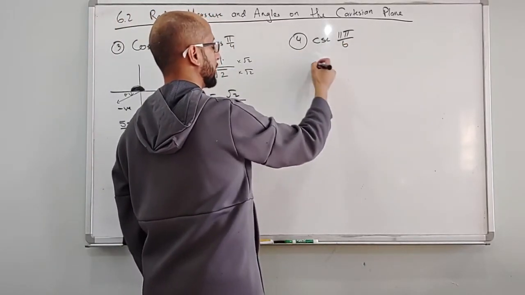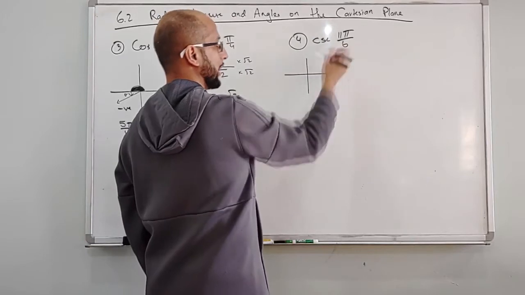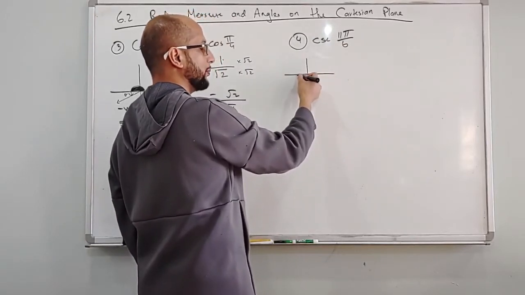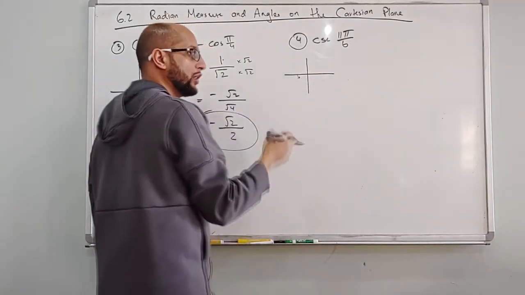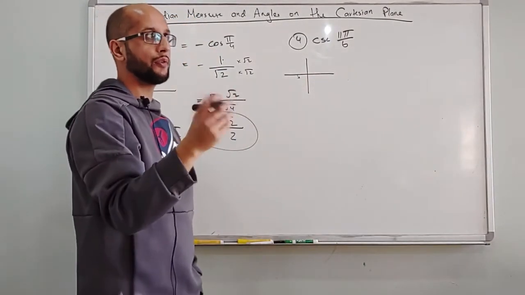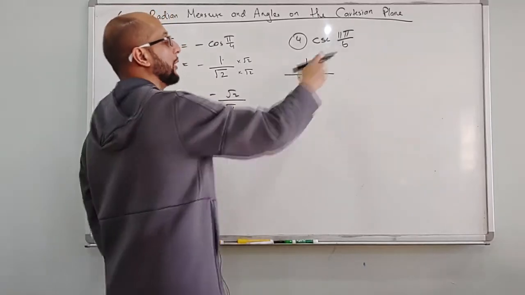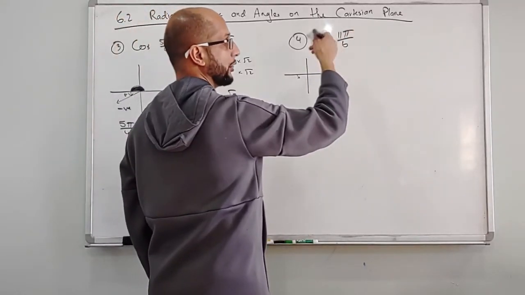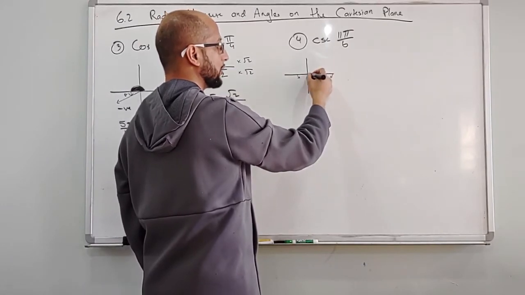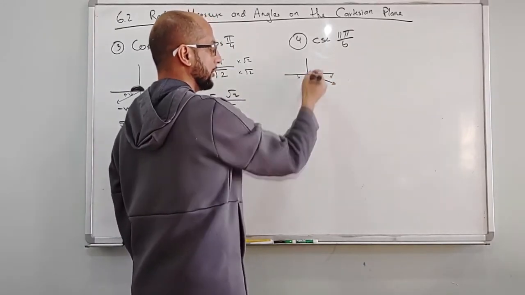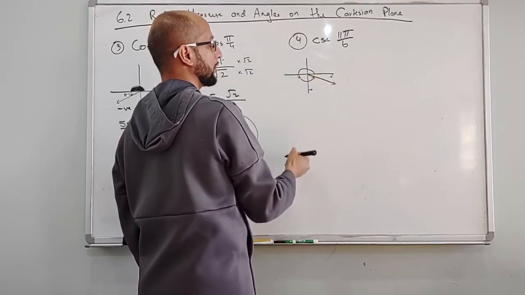So let's figure out which quadrant 11 pi over 6 is in first. So 11 pi over 6 is definitely more than pi, but it's also more than 3 over 2 pi. I know that because 3 over 2 pi or 3 pi over 2 is 1.5. But 11 pi over 6 is going to be less than 2 pi and greater. So it's going to be in this quadrant here. This will be 11 pi over 6.